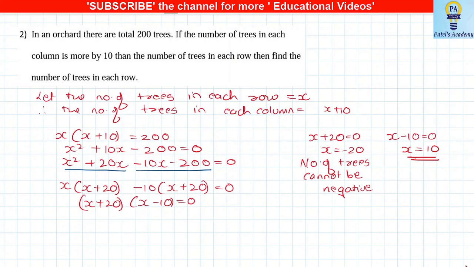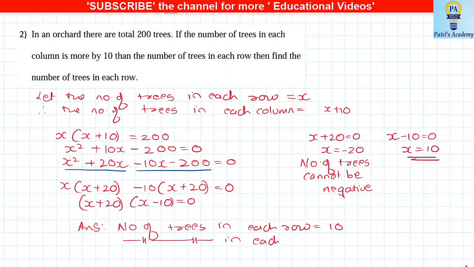Okay, and the question is find the number of trees in each row. So final answer, number of trees in each row, we have taken that as x, that is 10. And if they say number of trees in each column, that is nothing but plus 10, so that is 10 plus 10, 20. When you multiply 10 and 20, we get 200. So this is a self check sum.